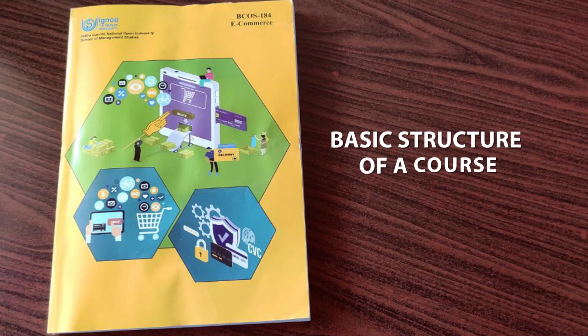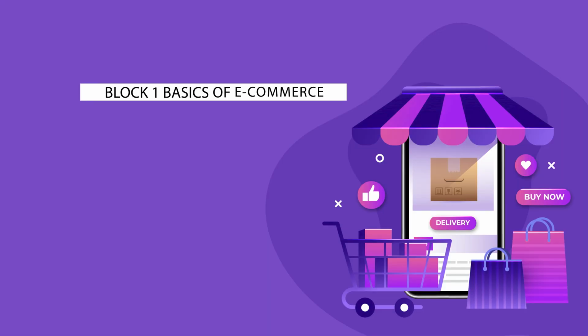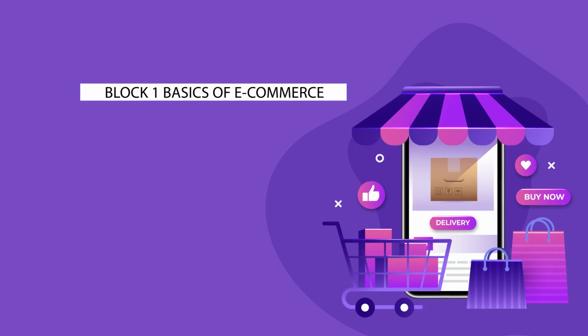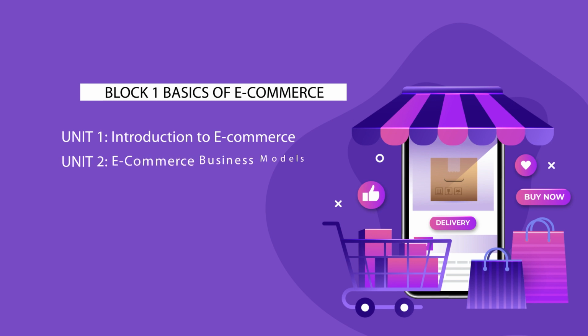If we go into the depth of the basic structure of the course, the very first block emphasizes the basics of e-commerce. If we go more into the depth of this particular block, we find there are 4 chapters, or rather we call them 4 units. Unit 1 is focusing on introduction to e-commerce, what exactly e-commerce is, and here we are going to talk about the curtain raiser of e-commerce. Then we have e-commerce business models.